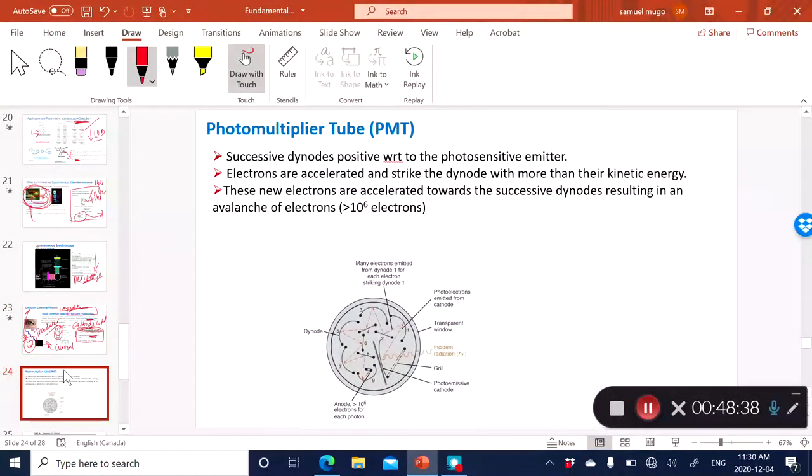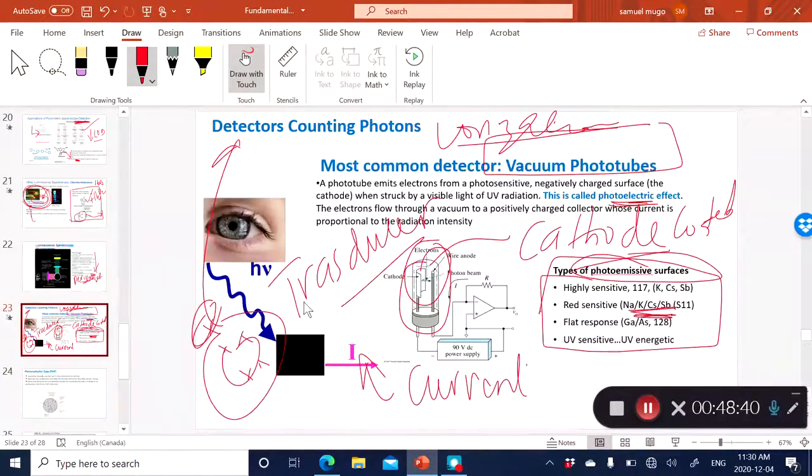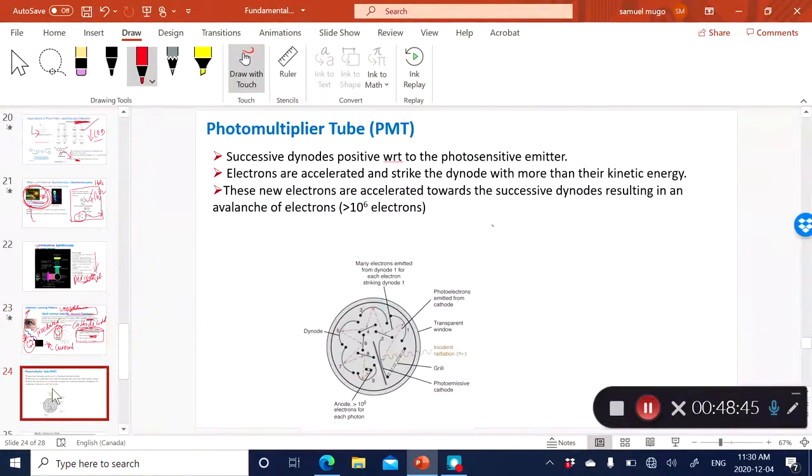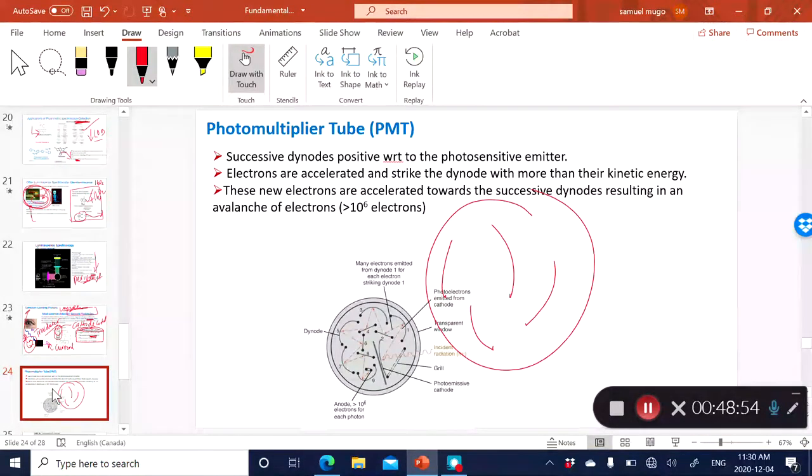Now, to increase the sensitivity of the vacuum phototube, sometimes people just combine many vacuum phototubes inside a tube, and sometimes they call them diodes. So each individual phototube, sometimes called a diode, is put within a tube, and that way you are able to increase the electrons that are resulting.